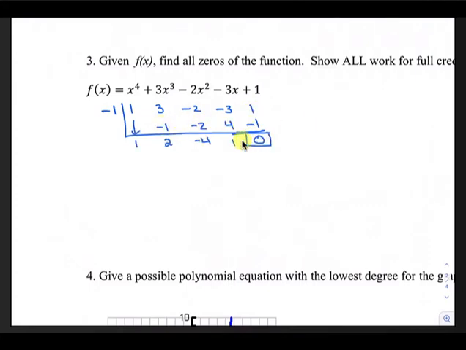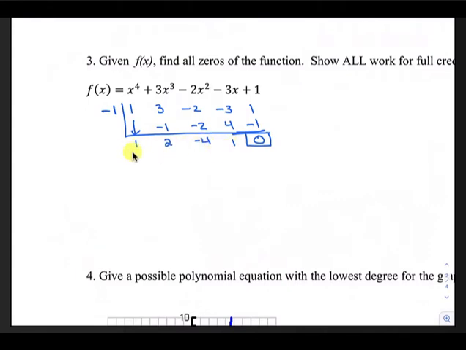And here we show the completed synthetic process. We dropped the 1 down. We multiplied 1 times -1 to get -1, plus the 3 is 2, times -1 is -2, minus 2 is -4, times -1 is +4, minus 3 is 1, times -1 is -1, and then plus 1 is 0. Now the resulting polynomial would be x to the third plus 2x squared minus 4x plus 1.